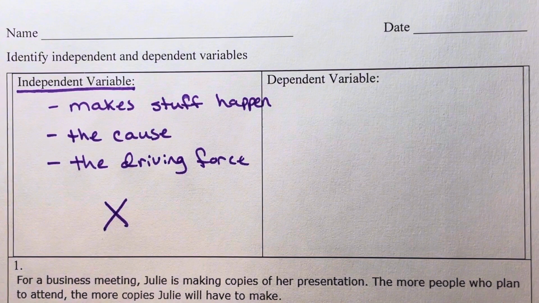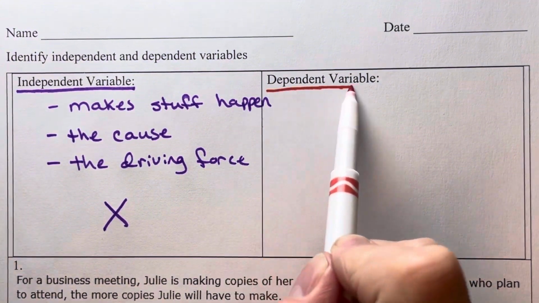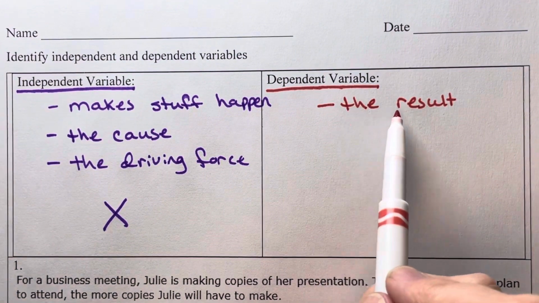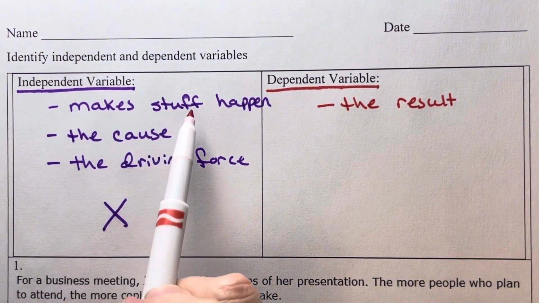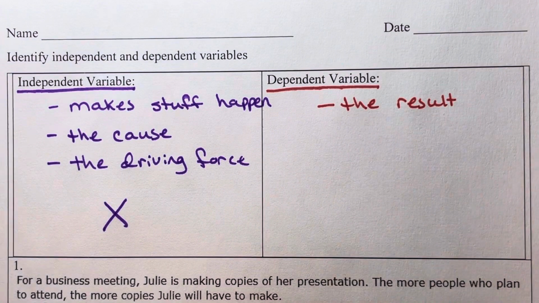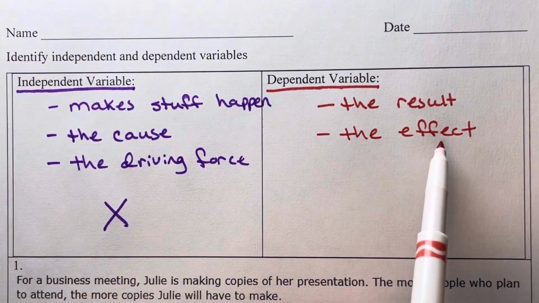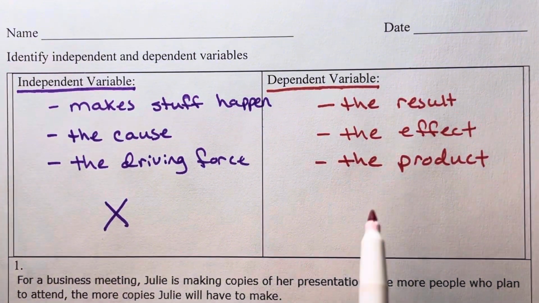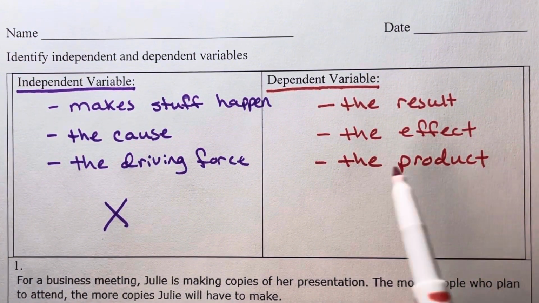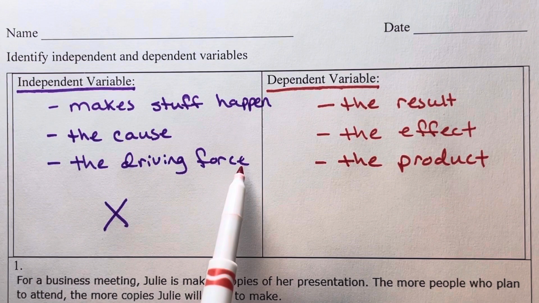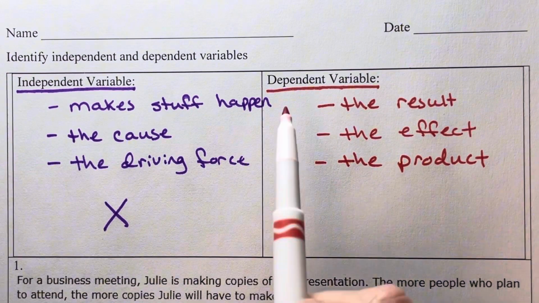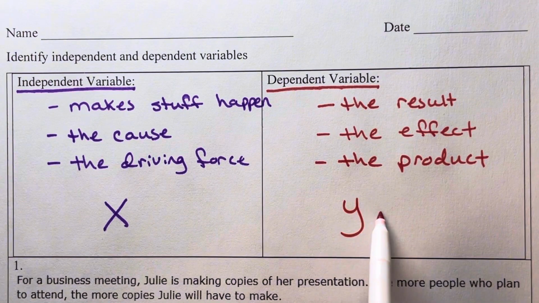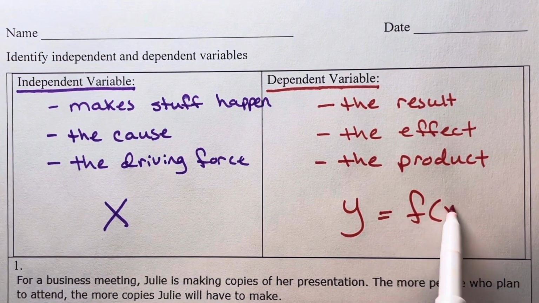All right. The dependent variable, as a result, is the result of something that happened. It's the effect created by a cause. You could say it's the product of some driving force. And in an equation, the dependent variable is typically written as y or f of x.